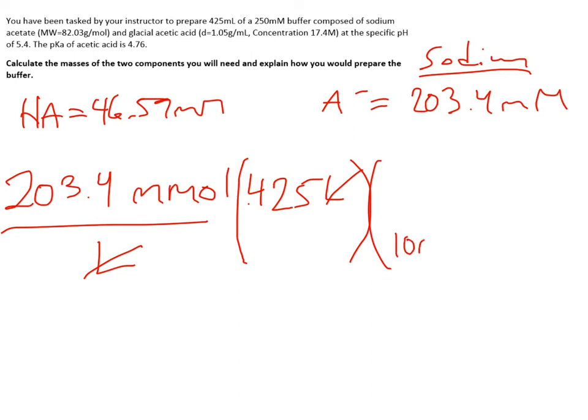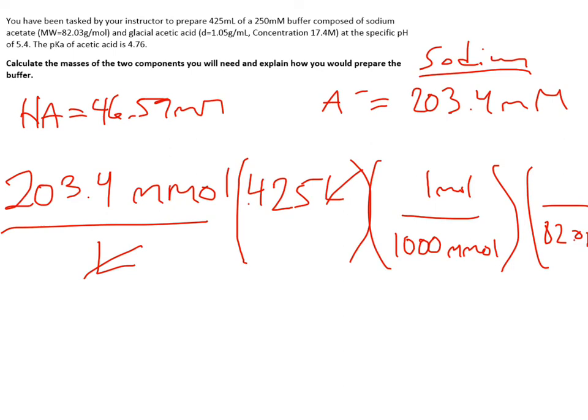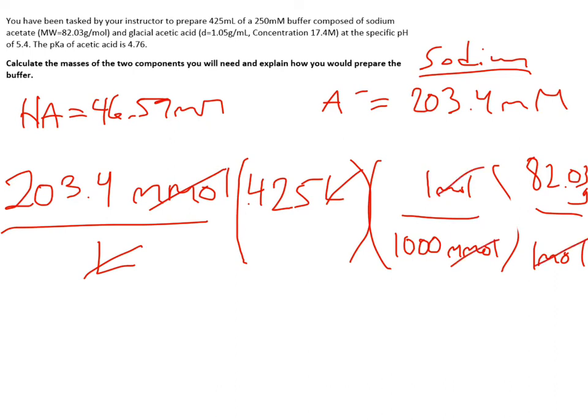So we have 1,000 millimoles in 1 mole. And then it was 82.03 grams per 1 mole. Oops, that's backwards. I want to cancel moles. 1 mole is 82.03 grams. So let's make sure our units cancel. Millimoles cancel here, moles cancel here. We are left in grams, which is the mass we're asked for. So we can solve this.